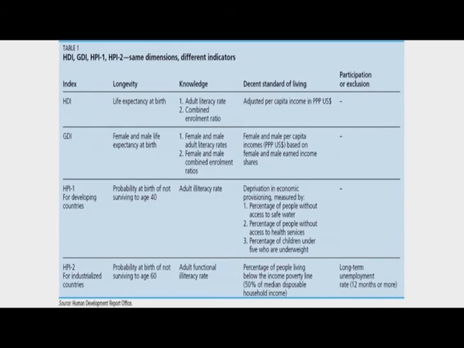So the HDI, as we have seen, this is being shown on your slide now, had the dimensions continue to be the same for each of these indices. So you have HDI, GDI, HPI1 and HPI2. So this is Human Poverty Index 1 and Human Poverty Index 2. Notice that the dimensions are the same for each of these indices, but the indicators are different for each of these indices.